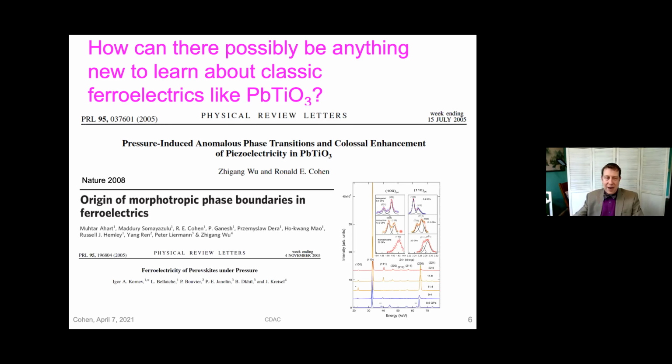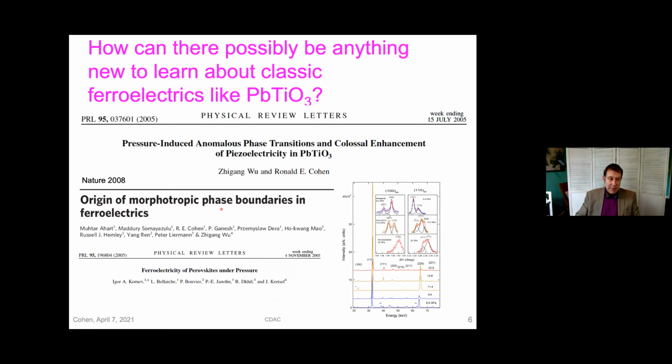And this was followed up by experimental work by Mukhtar et al. at the Geophysical Lab, where these predictions were borne out, and they found these monoclinic phases exactly like had been predicted. And it's very interesting, because what's known as the morphotropic phase boundary is this boundary between tetragonal and rhombohedral phases that form in PZT, or lead zirconium titanate, where one has the most used piezoelectric material form in that composition, in that region.